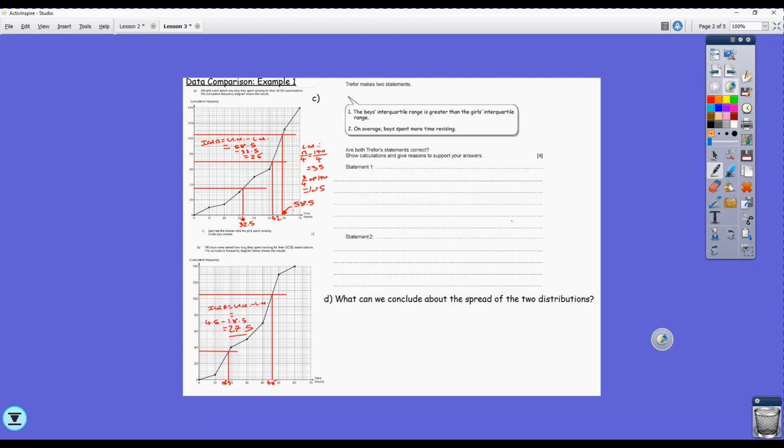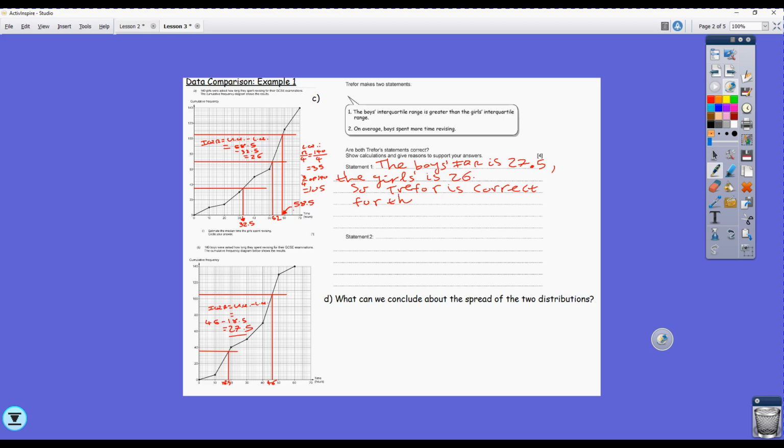So now we can compare the two. For the boys, the interquartile range is 27.5 hours. The girls is, let's see, 26. So that means Trevor is correct. So Trevor is correct here, because obviously the girls' is 26. Yeah, he's right. So Trevor is correct for this statement at least.